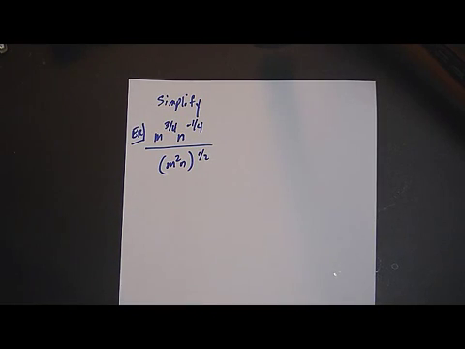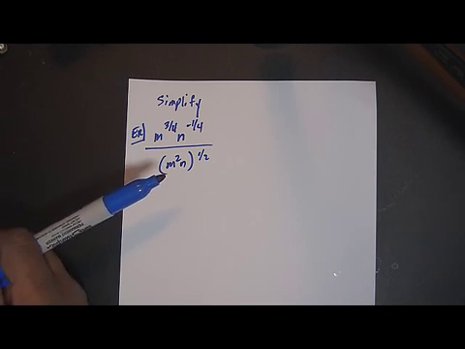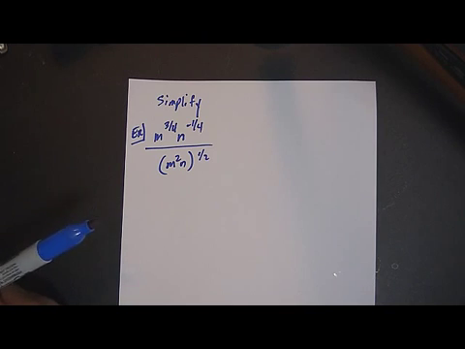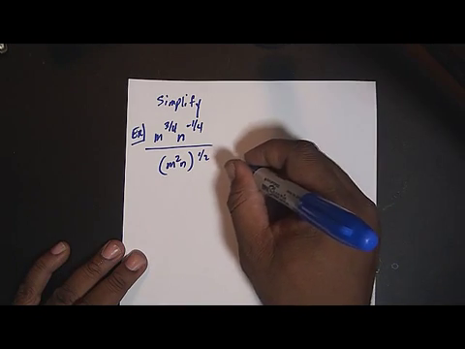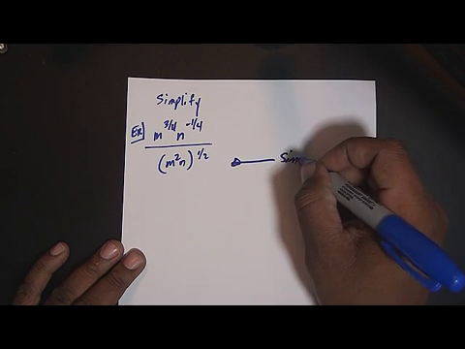In this example, we're asked to simplify m to the 3/4 power times n to the negative 1/4 power divided by the quantity m squared n raised to the 1/2 power. The first thing we'll do is simplify our numerator, simplify our denominator, and then divide last. We're going to simplify the denominator by using the product of power rule.